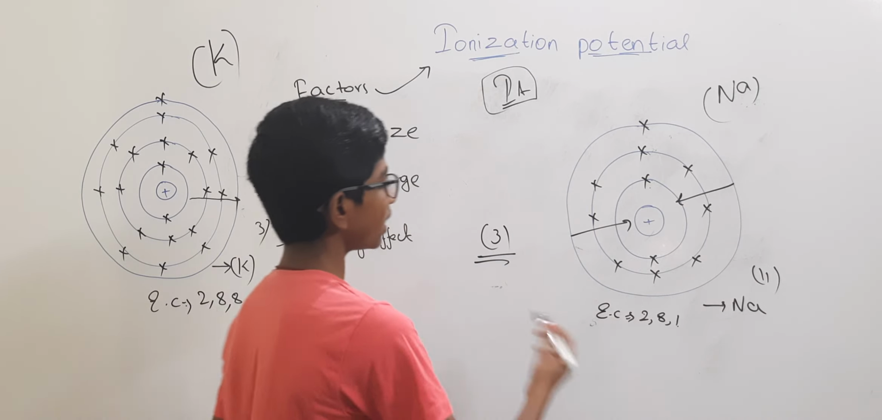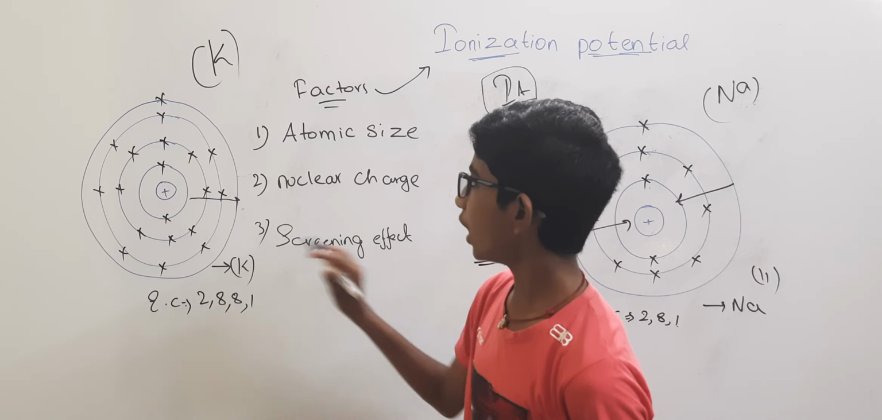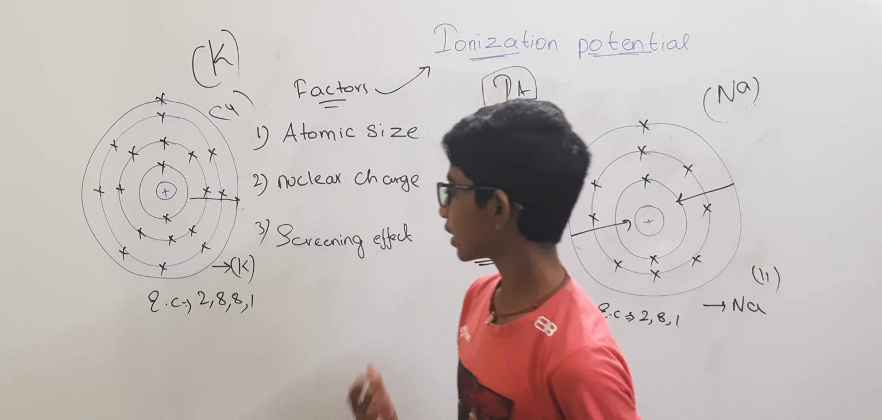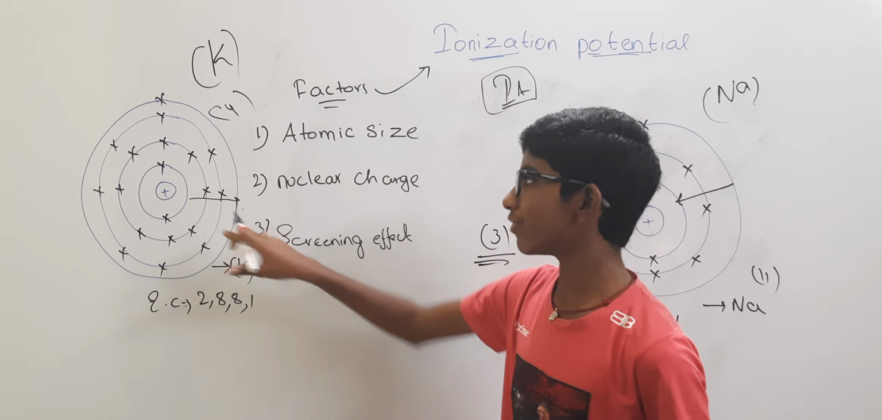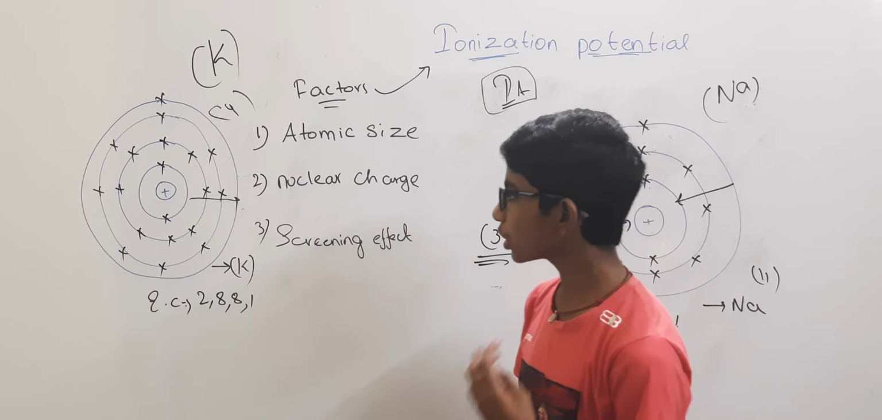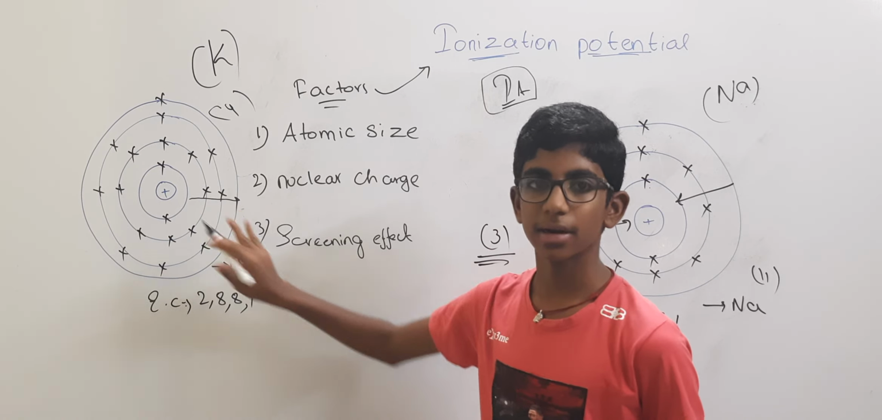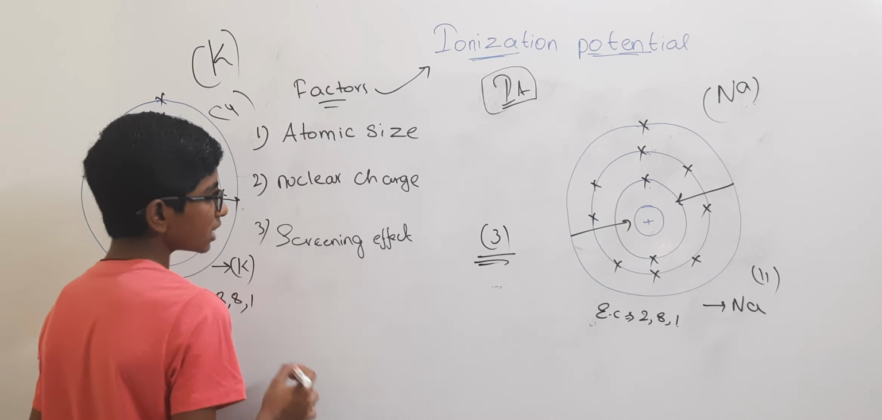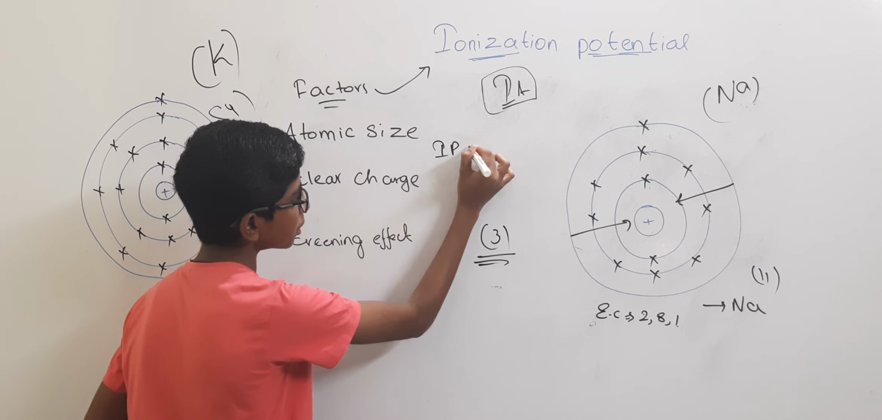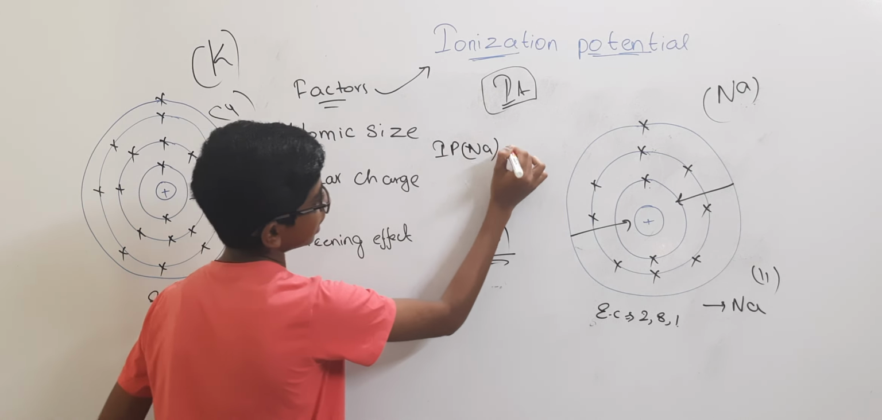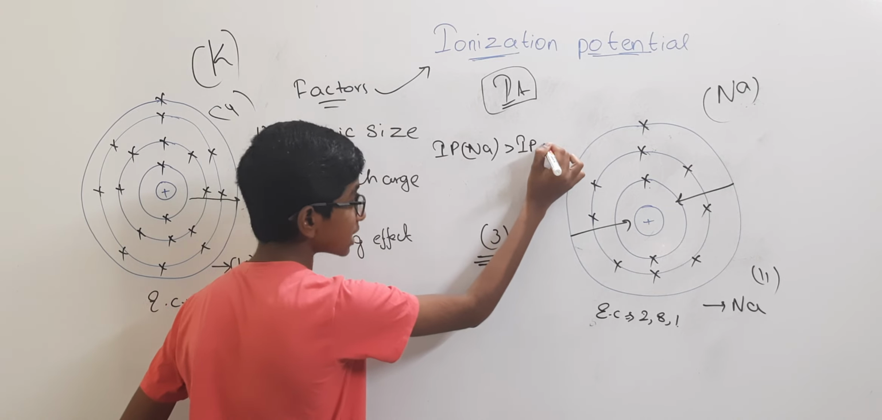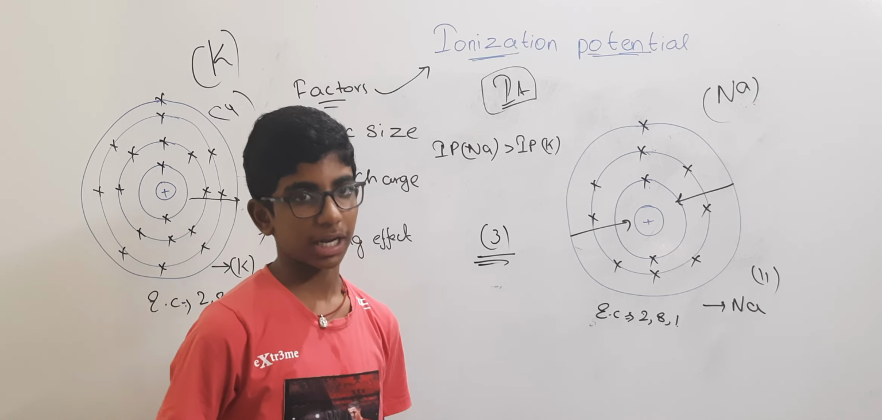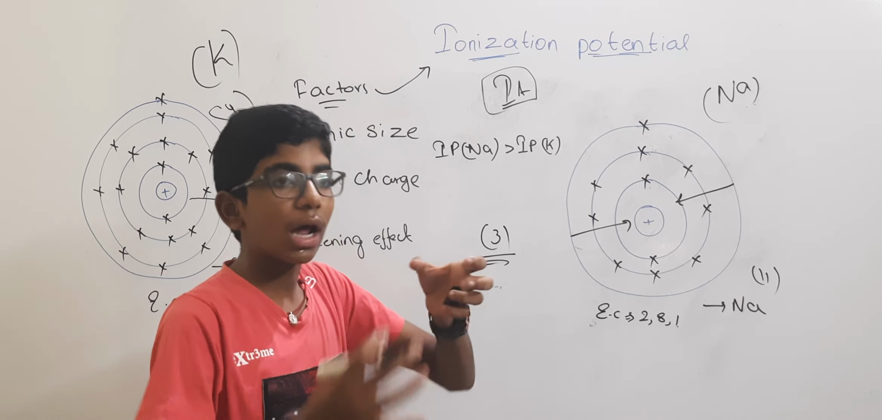Because in sodium, how many shells? There are 3 shells present in the sodium, and in the potassium, there are 4 shells present. So the distance from the nucleus to the valence shell is increasing in groups. So the attractive force is decreasing here. Distance increases, attractive force from the nucleus decreases. So the ionization potential of sodium is greater than the ionization potential of potassium because sodium has less size, more attraction, more ionization potential energy.